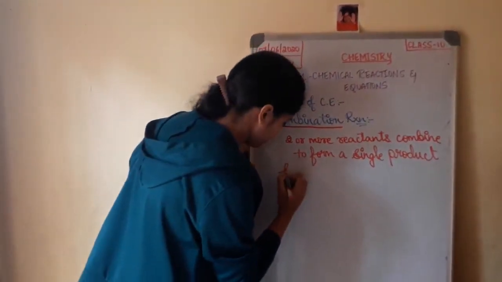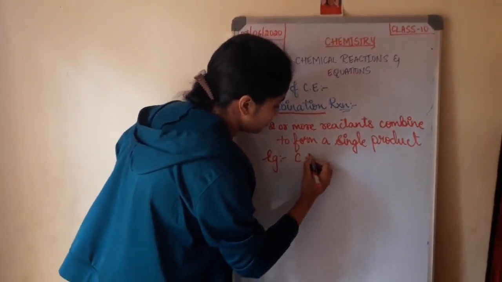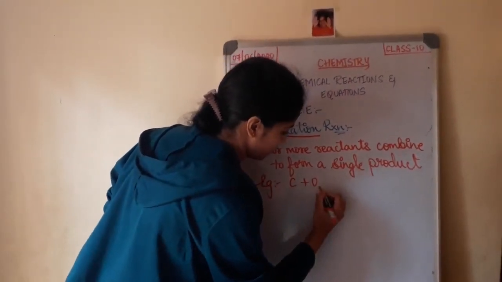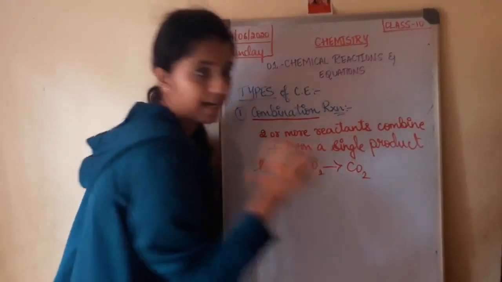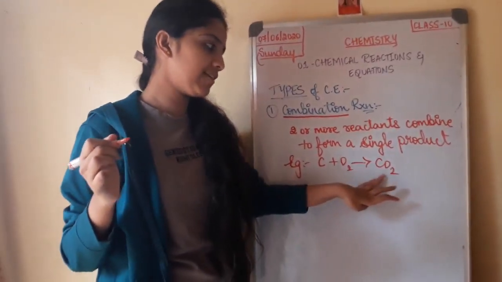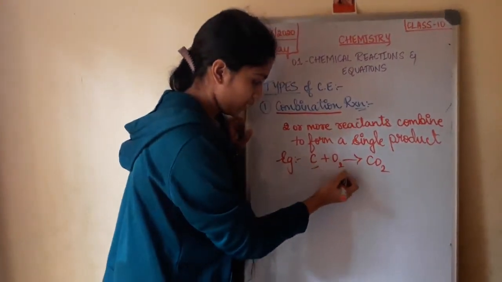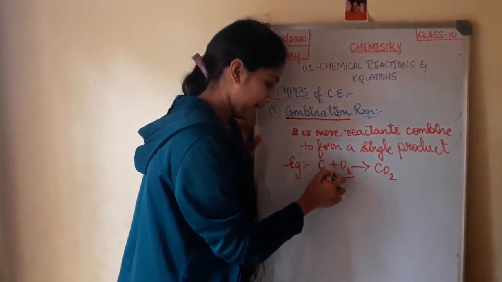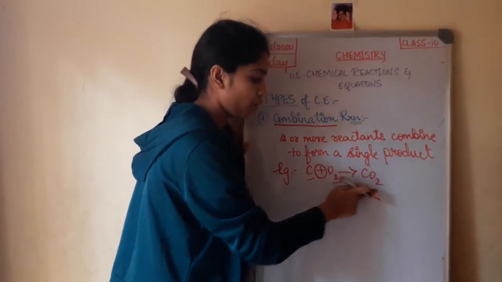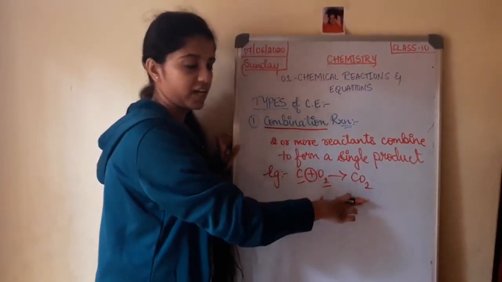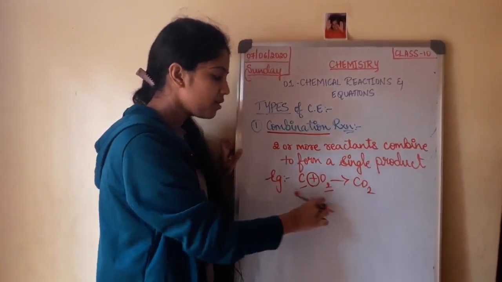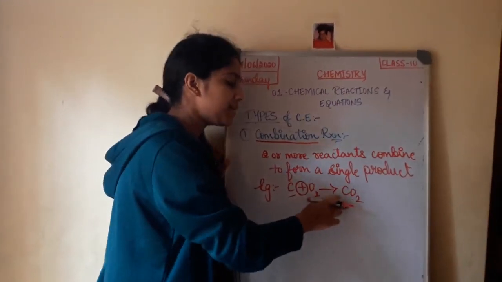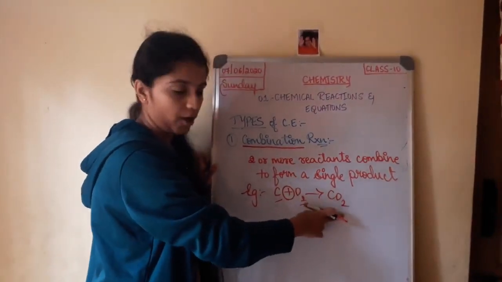For example, carbon plus oxygen gives carbon dioxide. There are 2, more than 1, right? So, 2 reactants combine to form a single product. This is called a combination reaction. This is a very simple combination reaction. Carbon plus oxygen are the 2 reactants that combine with each other to form a single compound or a single product, carbon dioxide.